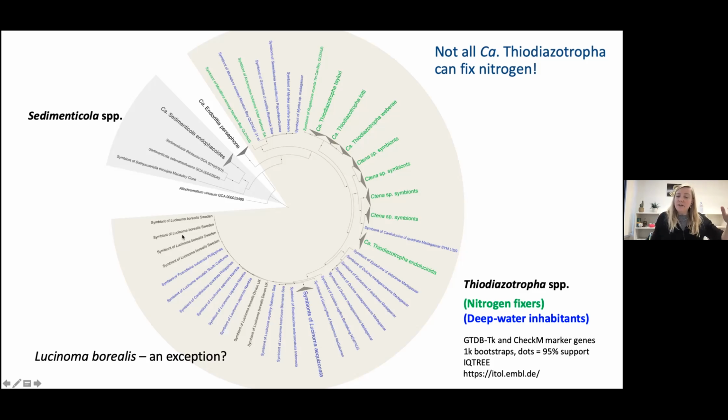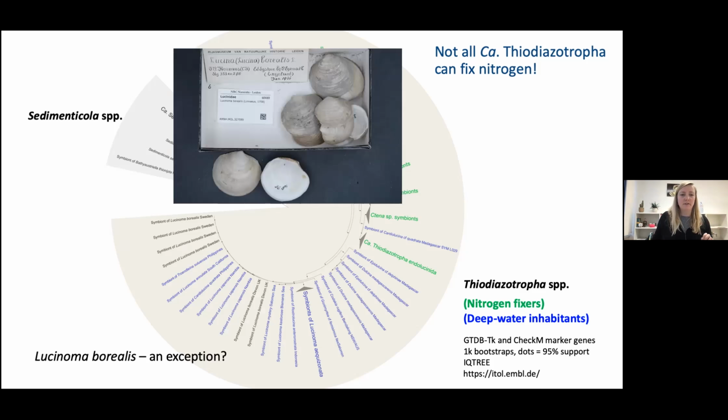We've got a shallow water inhabiting clam. In the UK, it's even in the intertidal. So you could walk out into the sediments, into mud flats at low tide and just collect these bivalves. And this is really an obvious exception to this otherwise very clear pattern of shallow water species having nitrogen fixation, deep water species missing it. But Leucinoma is also an interesting exception for another reason.